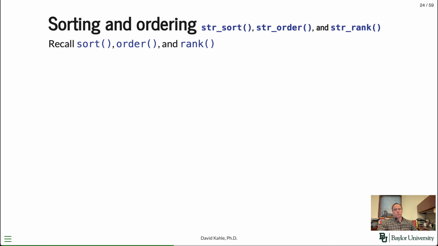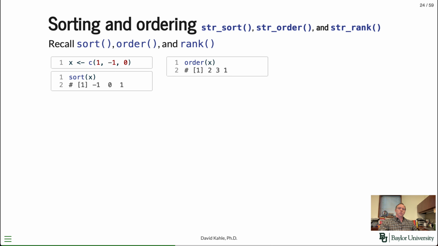Lastly, sorting and ordering. These do exactly what you think they do, but they do it for non-numeric things. They do it so-called lexicographically, or alphabetical order. So let's remember how these work on numbers. Here's a numeric vector, 1, -1, 0. When I sort it, of course, it sorts in ascending order, smallest to biggest. Order is going to be the list of indices, which when subset by, orders it, that is to say, sorts it.